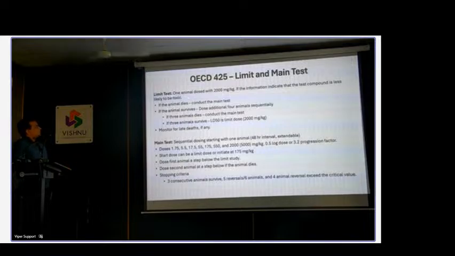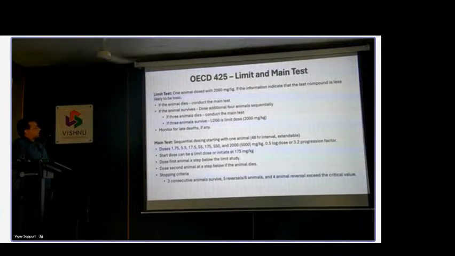This also has 2 parts. One is the limit test. If your plant extract ends up with no known toxicities, then you would start with a limit dose, that is 200 mg, and 1 animal. If the information indicates that the test compound is less likely to be toxic, then you would establish 200 as the dose. But if there is a death, then you would conduct the main study.